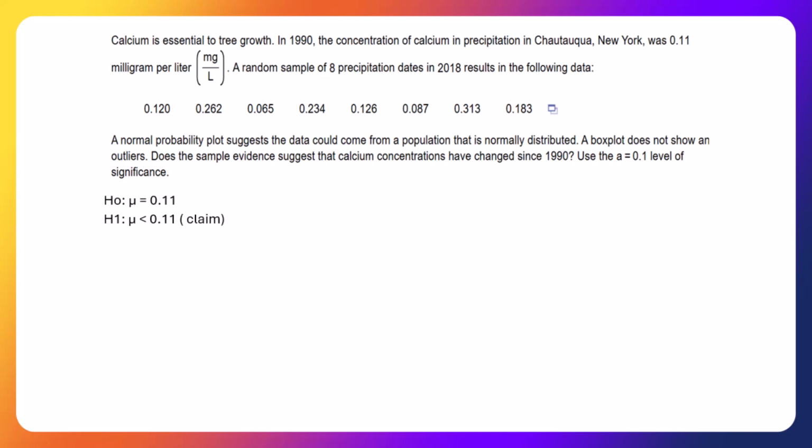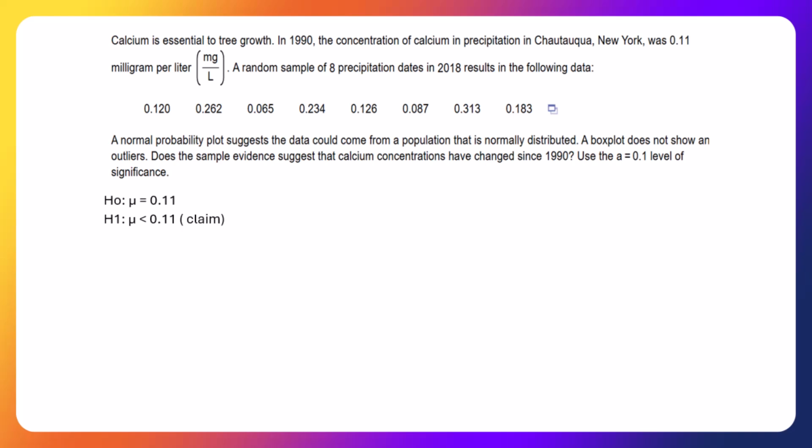Here's an example in how to test a claim about the population mean. Calcium is essential to tree growth. In 1990, the concentration of calcium in precipitation in Shotokawa, New York was 0.11 milligram per liter. A random sample of 8 precipitation dates in 2018 results in the following data. Okay, now we're assuming that conditions of the test are met.